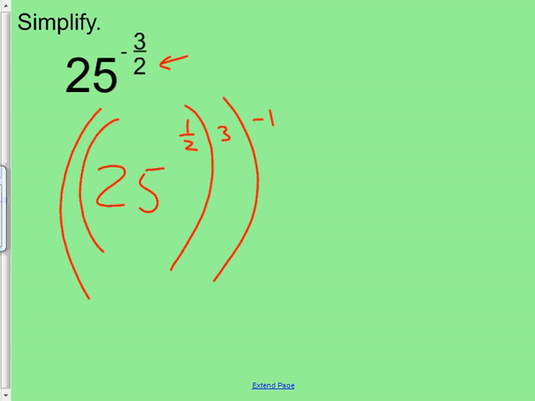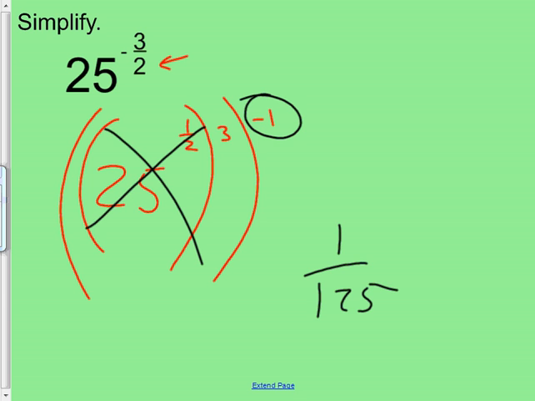What on earth am I doing? I'm dividing it up into 3 steps. First step is to take the what? Square root. Square root of 25 is? And then I take that 5 and I put it to the third, which gives an answer of 125. And then I take the 125 and I put it to the negative 1, which is 1 over 125. Because 125 had a 1 under it in the first place, and this means flip it. It becomes 1 over 125.